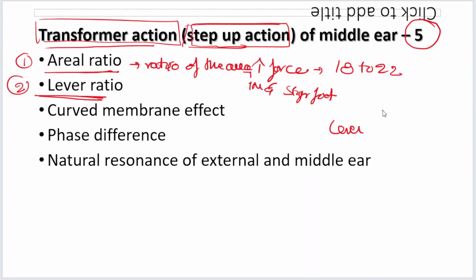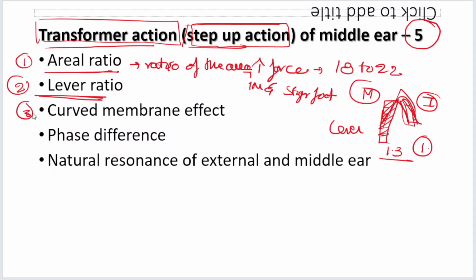Lever ratio: the relative lengths of the handle of the malleus and the long process of the incus. So this is actually a lever system. The handle of the malleus is 1.3 times longer than the long process of the incus. That is called the lever ratio, the lever between the malleus and the incus.